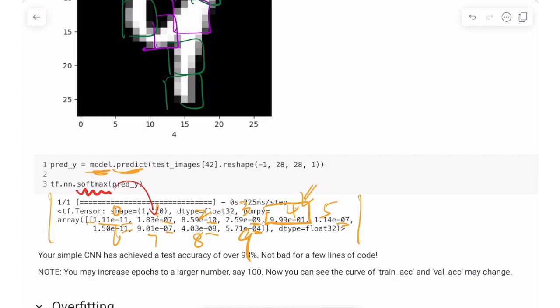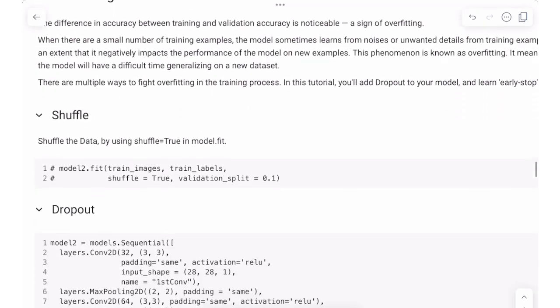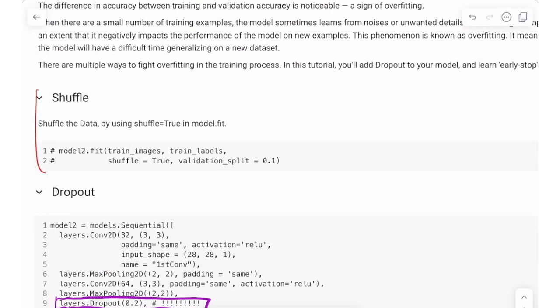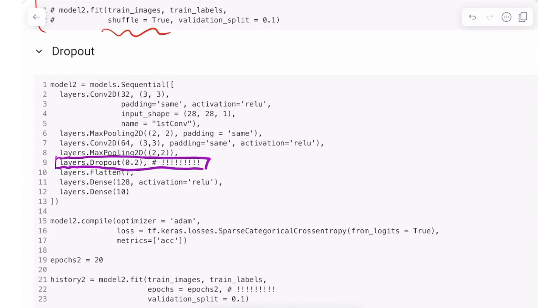Okay, so after that, I want to introduce two additional things. The first one is shuffle. That means when you perform gradient descent, you need to shuffle the training data before every epoch. We talked about that before. The next thing is dropout. You can see that we add an additional layer, which is called dropout, after max pooling and before flatten.